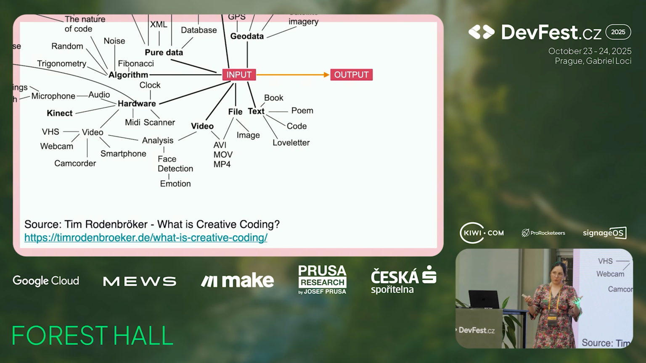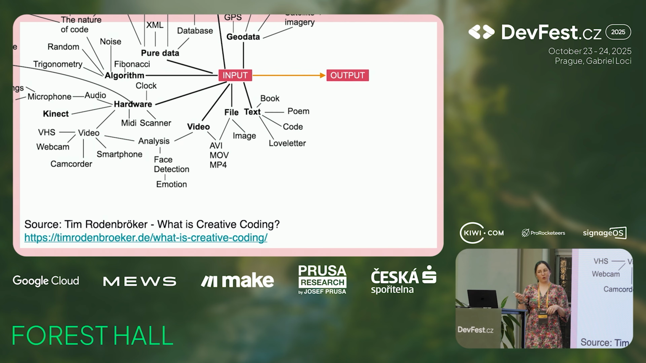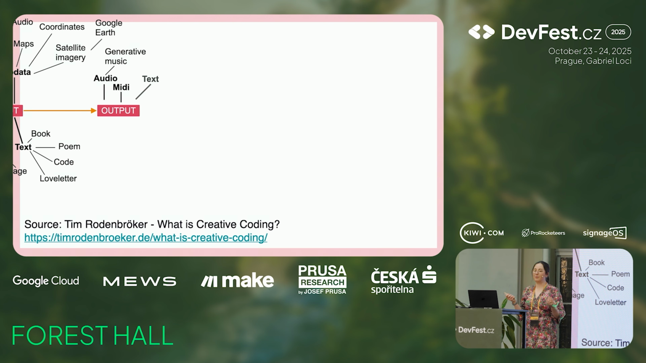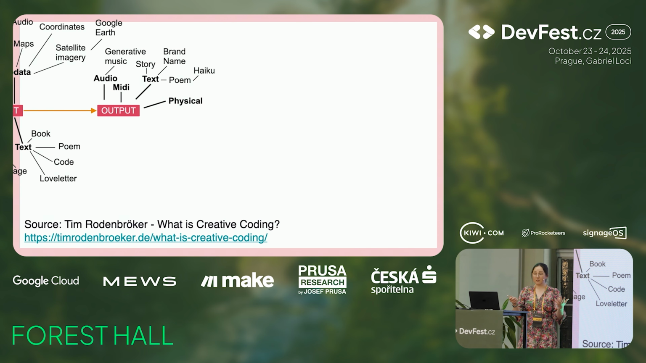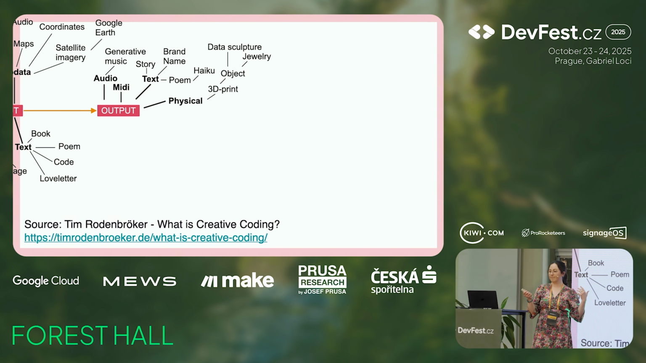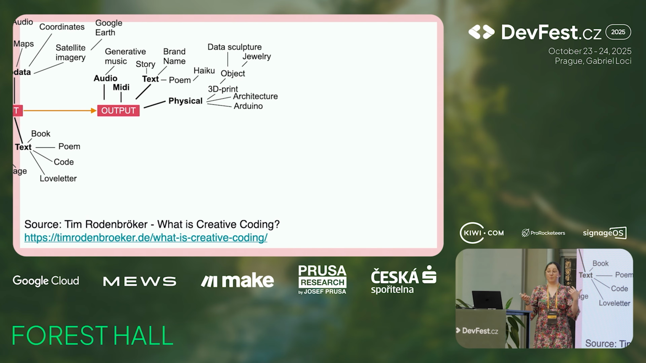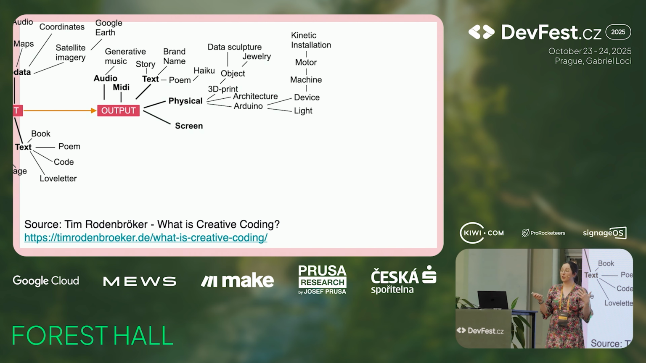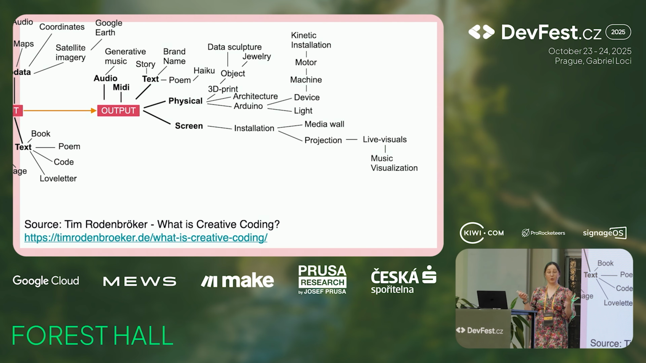So it's not just, today you're going to see some drawing with code, but it's not just that. And if we talk about the output that could be produced, it could be audio, generative music, MIDI, text like story, brand name, poem like haikus. It could be something physical like 3D print, like data sculpture or jewelry. It could be physical architecture. It could be a microcontroller like Arduino using different things like light or motor with some sort of kinetic installation. It could be a screen with media wall, projection, like live visuals or music visualization.